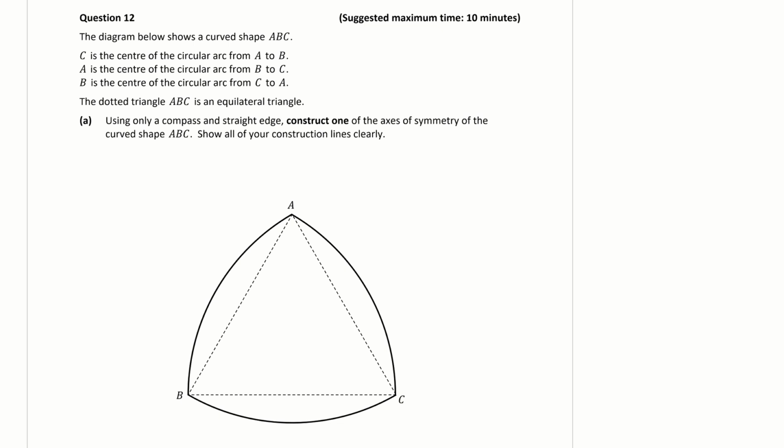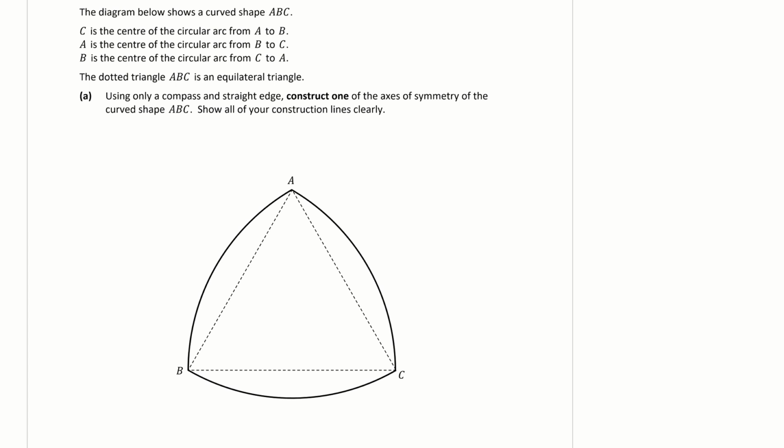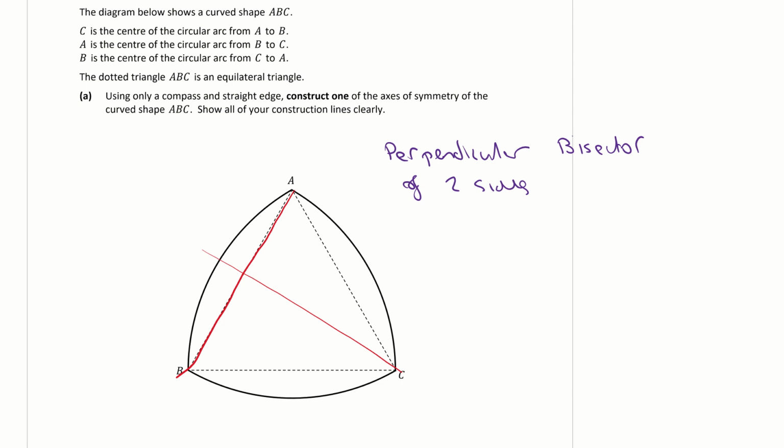Question 12. The diagram below shows a curve ABC. There's a bit of information there you can read yourself. Part A, use only a compass and a straight edge. Construct one of the axis of symmetry of the curve. Now, I don't have the equipment here on the screen to do that out. So what you would be using here would be your construction called the perpendicular bisector of two sides basically. So it looks something like this. You get your perpendicular bisector, say of AB, and then get the other side, and then you draw your line that goes down. It's basically cutting the shape in half. But again, I leave that up to you using the perpendicular bisector construction.